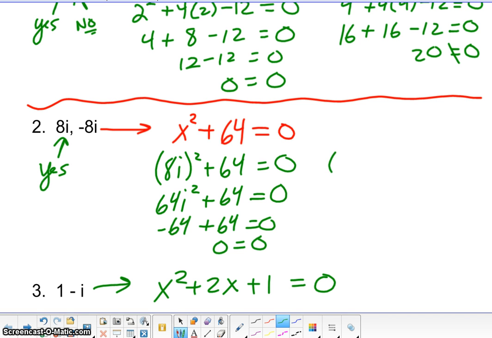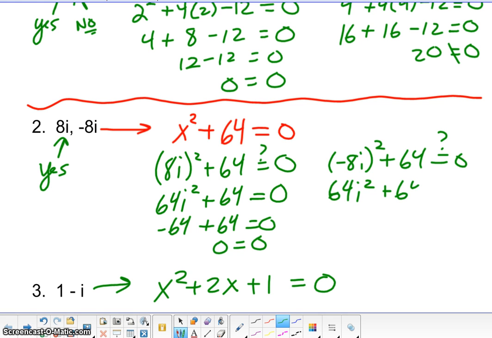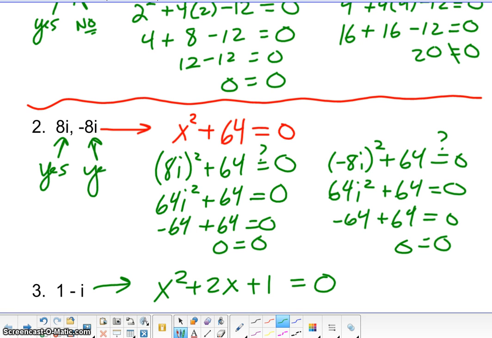Let's try negative 8i. I'm going to replace that with x. And again, we're trying to figure out if it does equal 0. Negative 8 squared is 64, because negative times a negative is a positive. And once again, it's looking just like the previous problem, because we have i squared. And after they cancel, we indeed get 0 equaling 0. So we would say that negative 8i is a solution.